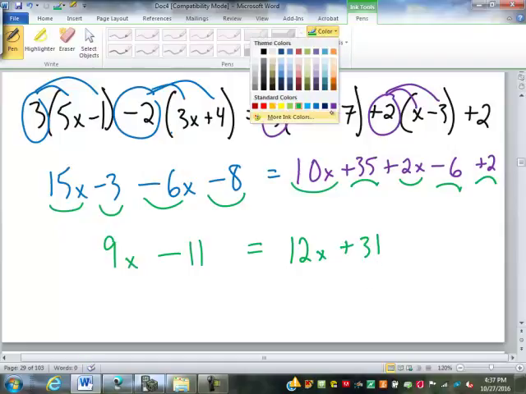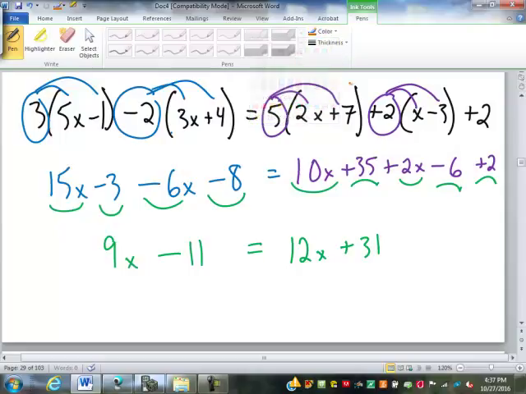Now we still have some work to do before we can start to solve. We have x on each side, so I'm going to get rid of the smaller one, which is the 9x. So I'm going to subtract 9x. We've got negative 11 equals 12 minus 9 is 3x plus 31.